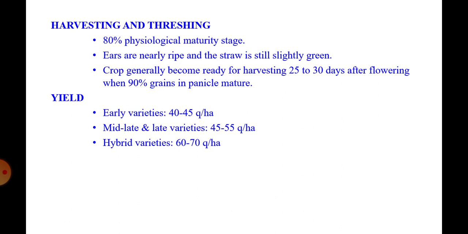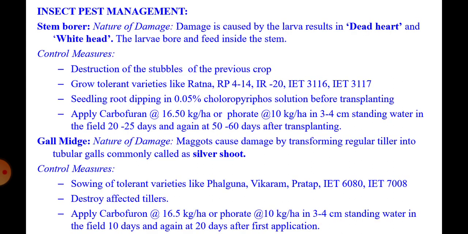Harvested grains should be dried under shade to bring down the moisture content to around 14% for storing and milling. From early varieties we will get 40 to 45 quintal per hectare grain yield. From mid-late and late varieties, 45 to 55 quintal per hectare yield, and from hybrid varieties we will get 60 to 70 quintal grain yield.